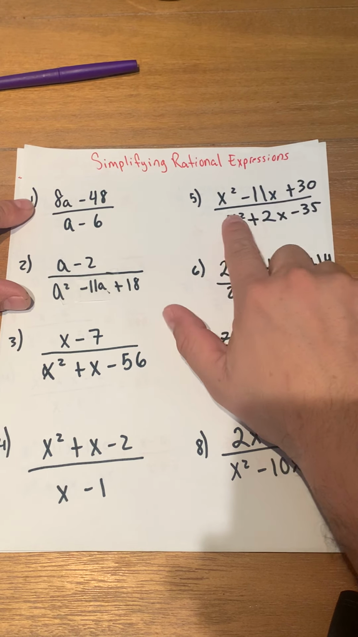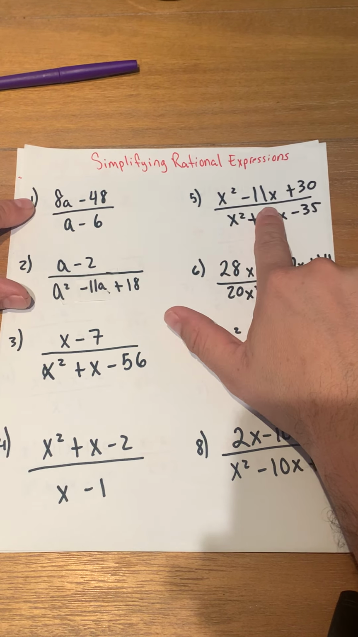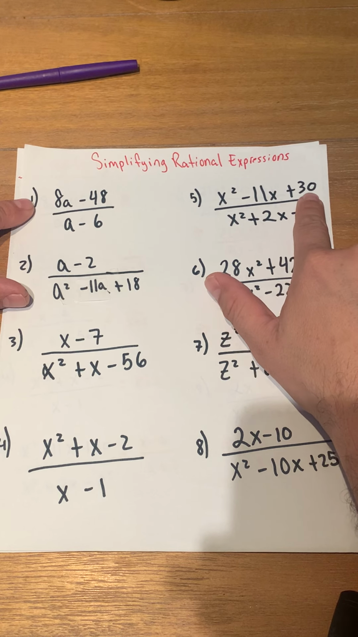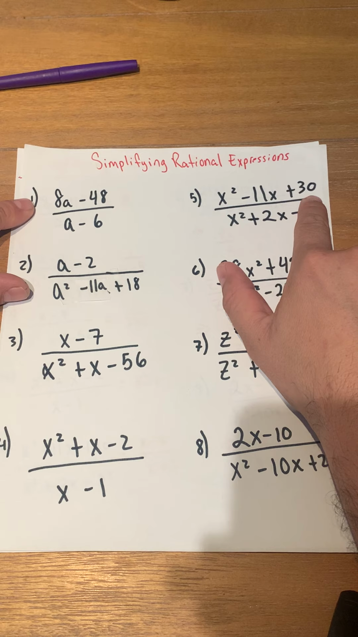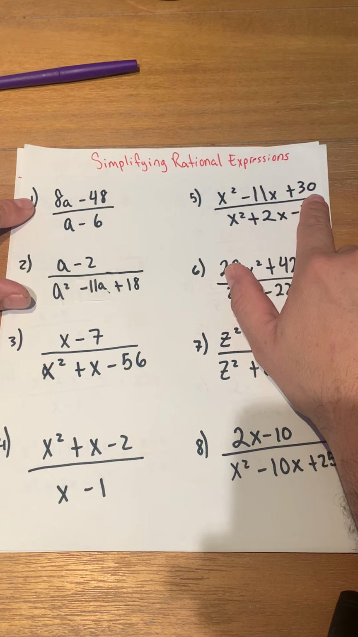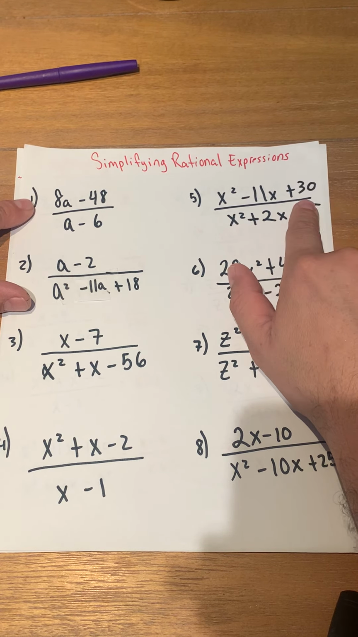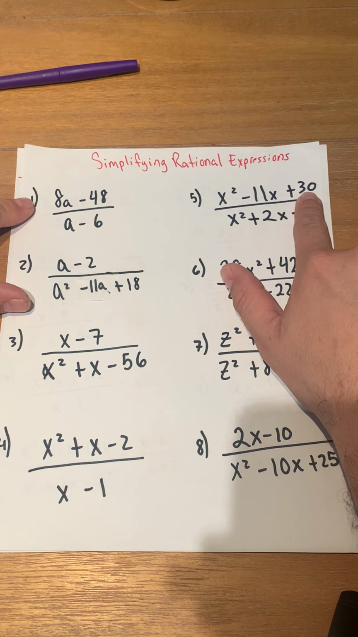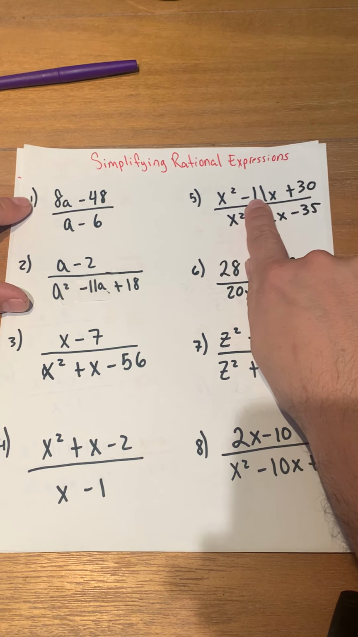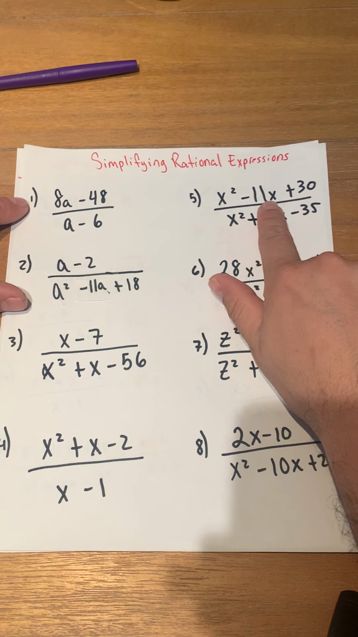On this side, we have x squared minus 11x plus 30. Now look at this, negative 11, right? And this positive 30. What two numbers? They're going to have to be negative. A negative times a negative number will give me 30. And when I add up those negative numbers, it will give me negative 11.